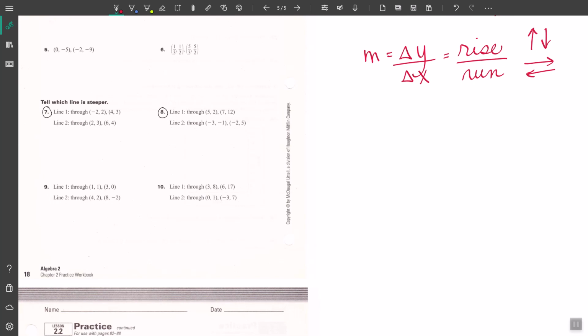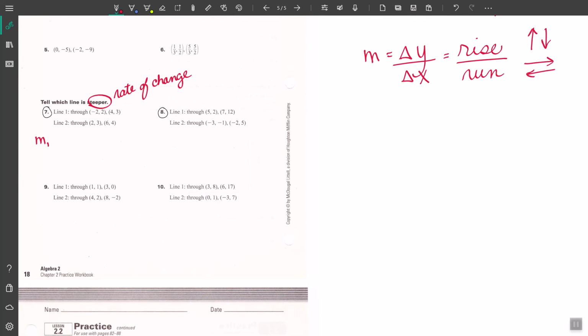The other thing we can tell when we're working with these slopes is which line is going to be steeper. By steeper, we mean which one is going to rise quicker. This is just talking about the rate of change. Slope is a rate of change: how fast it's going up or down as compared to how fast it's going right or left. So if we want to know which one of these lines is steeper, we need to calculate the slope for each one.